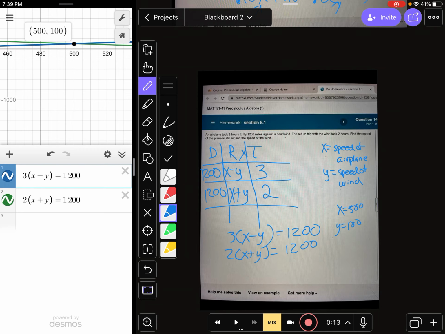Y equals 100. Remember what we said, x is the speed of the airplane. So what did it ask for? Find the speed of the plane and the speed of the wind. So the speed of the airplane is 500 miles per hour. And the wind, that's a really fast wind, isn't it? 100 miles per hour. And that's your answer.